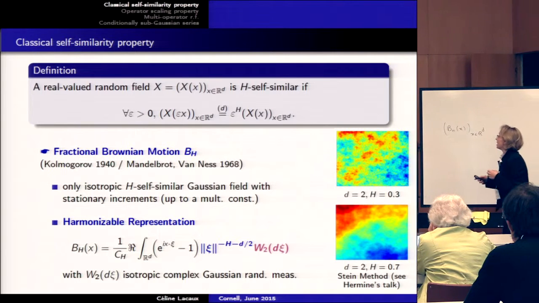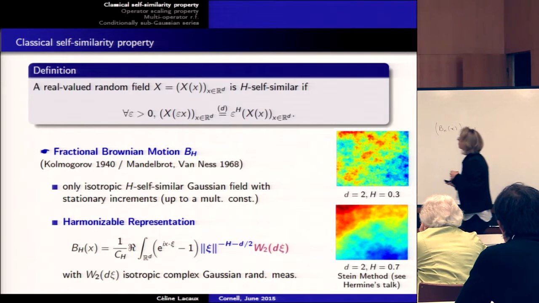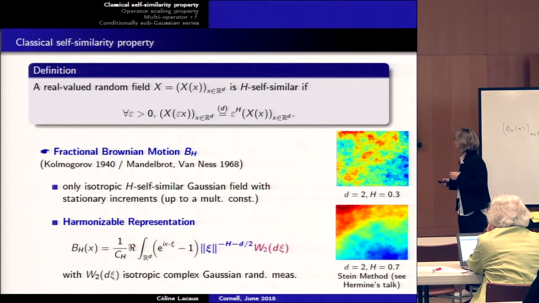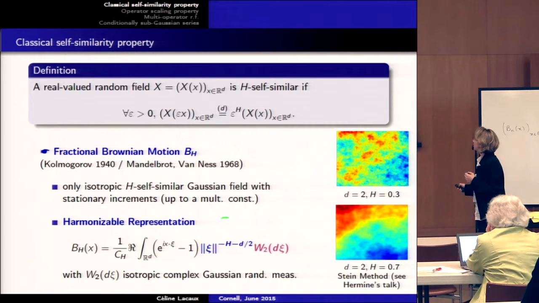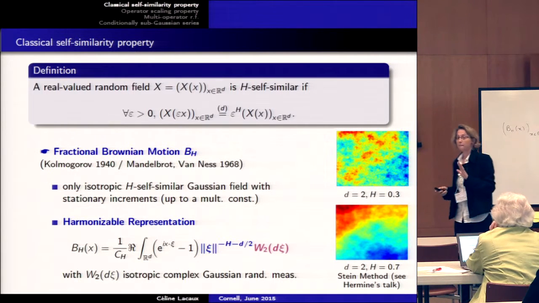In the following, to present the other models we studied, I will either change the random measure so that we do not have Gaussian fields, or I will change the norm here by another function, which will change the self-similarity property.